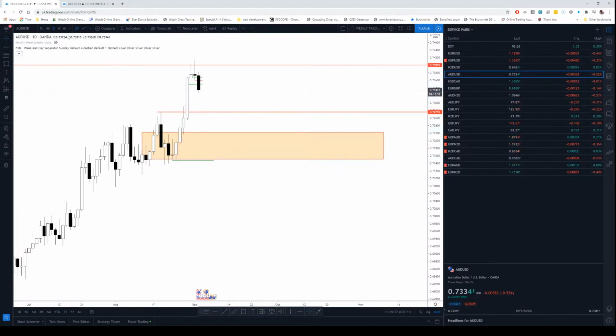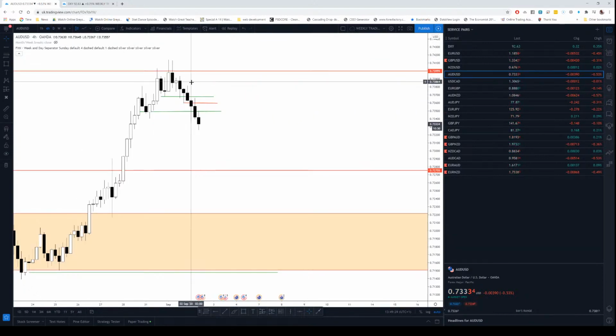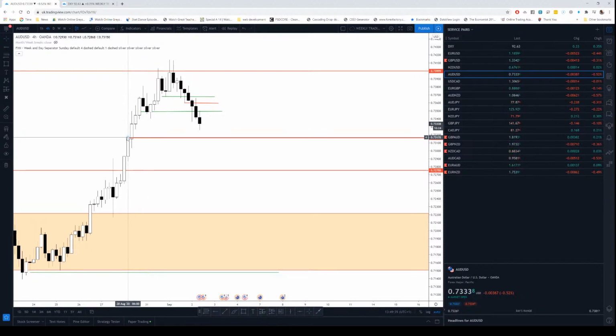If we get there, great. If we don't, no worries. As soon as we breach this low, as soon as we breach this area, my stop loss will come to break even, and then I'll let the trade take care of itself. Yeah, it's far gone now. I don't think there's a need to chase it.